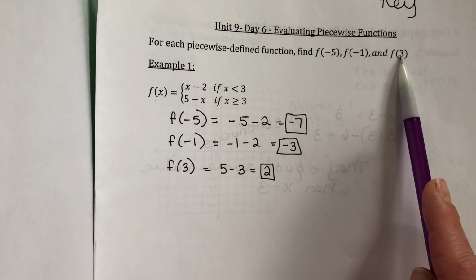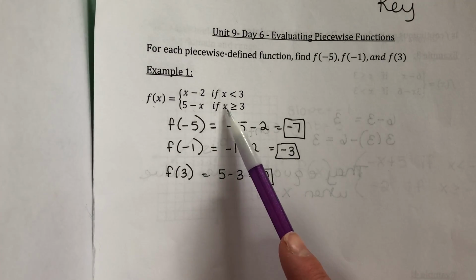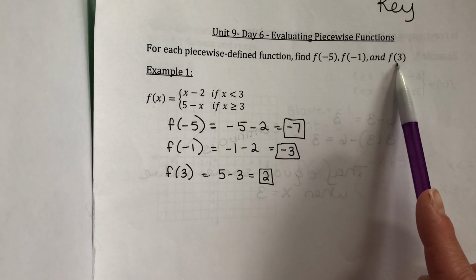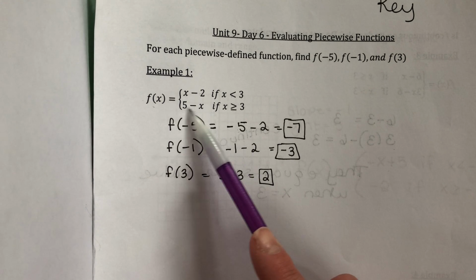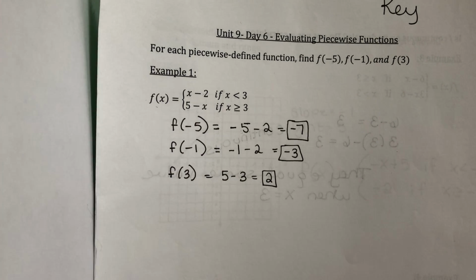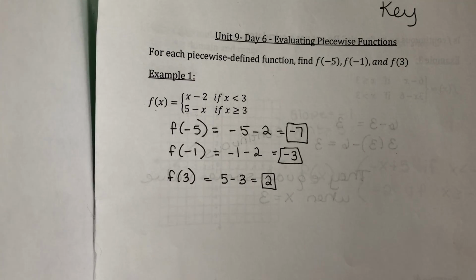And last we've got f of 3. So I see 3 here and 3 here, okay? But this is where x is greater than or equal to 3. So when I do f of 3, I'm going to sub into the bottom expression here. 5 minus 3 is 2. So in short, when you're subbing in with these, you just have to pay attention to what the x value is and see which domain it fits into.